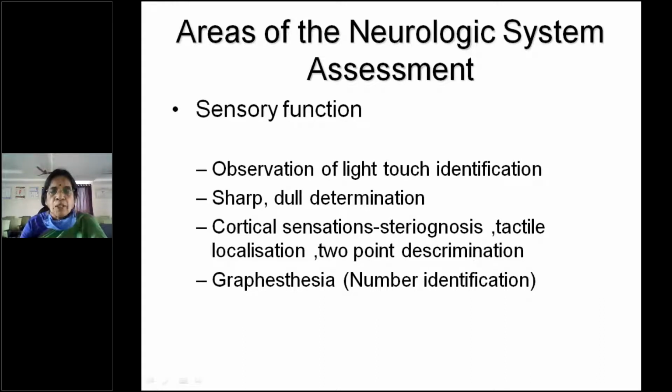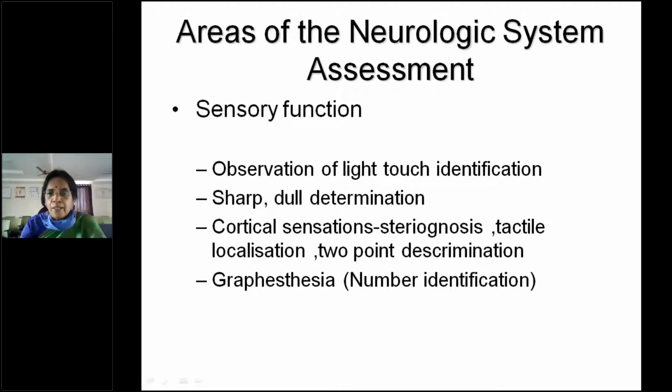And next are the cortical sensations. This is stereognosis. You give some known object, usually a coin or a pen, and ask the patient to close his eyes, keep it over the hand, and recognize what it is. You can even write some figure and see whether he is able to make it out or not. But one thing to remember is that in stereognosis there should not be any loss of touch. If there is a peripheral nerve lesion, cortical sensations cannot be appreciated.